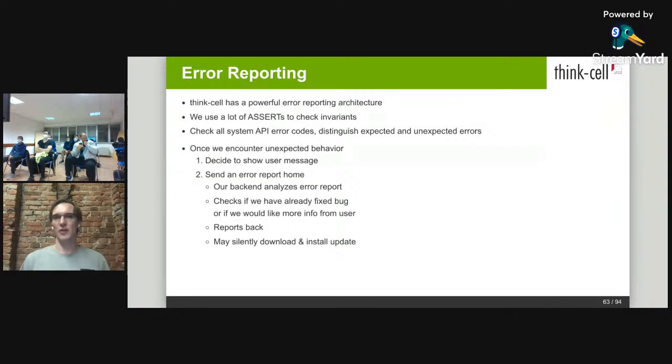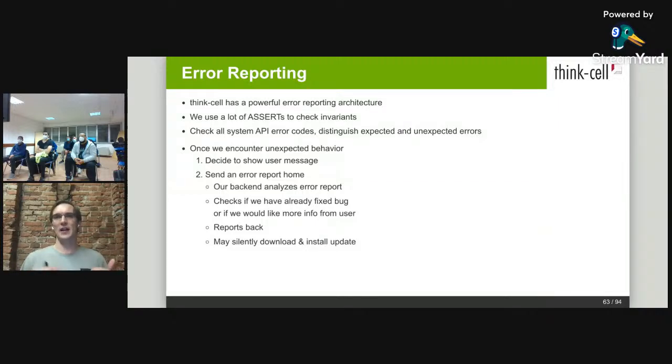So if you're creating a file or reading from a file, it is always expected that this file may no longer exist because the user has deleted it. That's an error you always have to handle practically. It's very unexpected that reading from a file would return the error "out of paper". So that's an error you probably do not want to handle ever. But maybe you want to know if suddenly ReadFile returns "out of paper", because then you really have a problem. So when we encounter such unexpected errors, then maybe we want to show the user an error message. But more importantly, we always send an error report home to our backend.